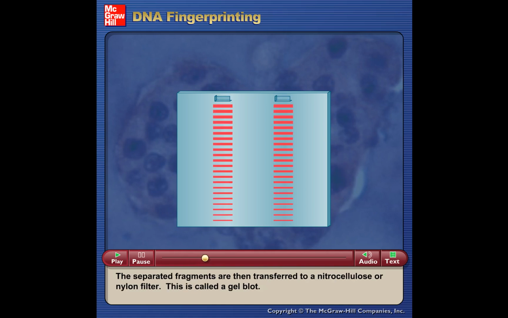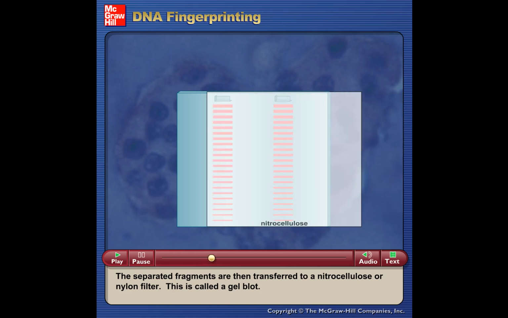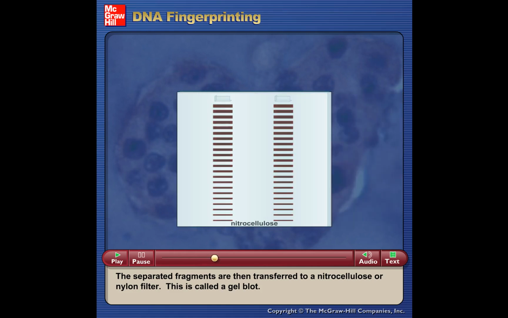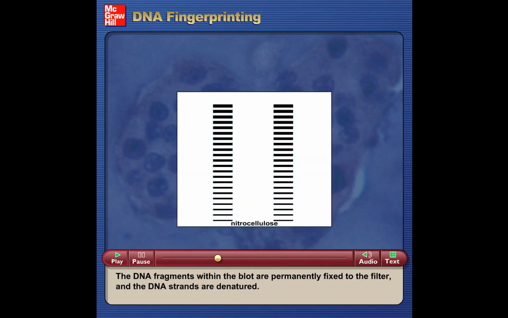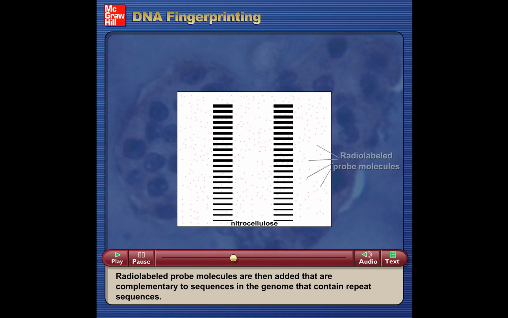The separated fragments are then transferred to a nitrocellulose or nylon filter. This is called a gel blot. The DNA fragments within the blot are permanently fixed to the filter, and the DNA strands are denatured. Radio-labeled probe molecules are then added that are complementary to sequences in the genome that contain repeat sequences.